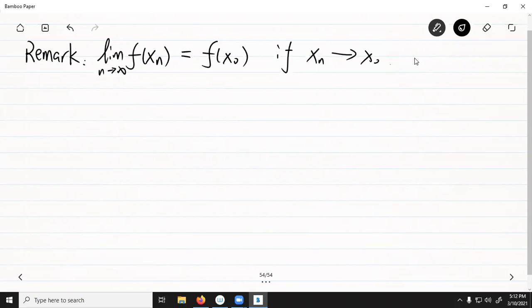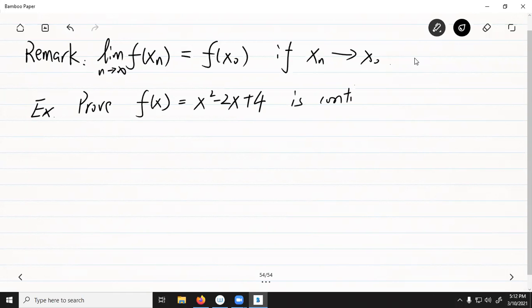Okay, so now let's look at an example. Proof: we want to prove that this function f of x equals x squared minus 2x plus 4 is continuous in R. So this is a polynomial, right? So how do we prove it?